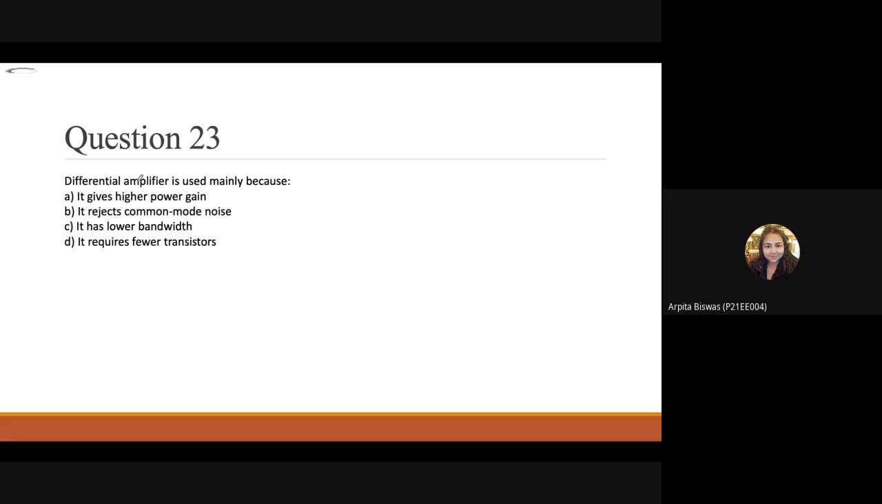Good. This is question number 23. Differential amplifier is used mainly because it gives higher power gain, it rejects the common mode noise, it has lower bandwidth, or it requires fewer transistors.